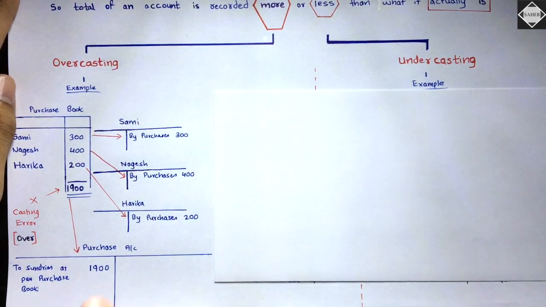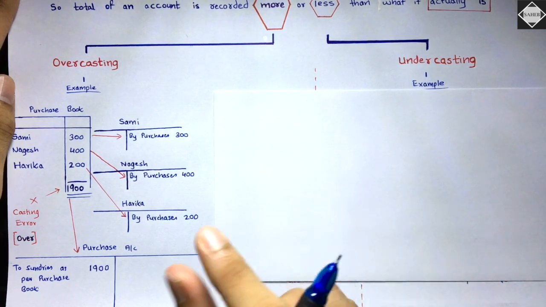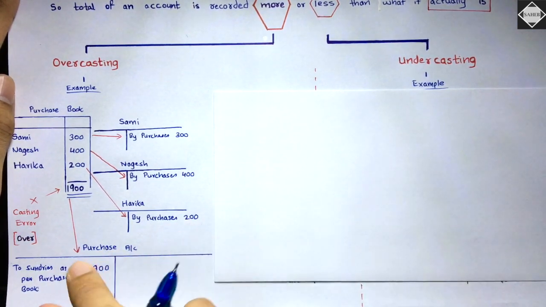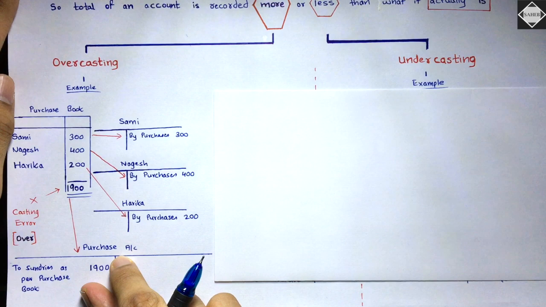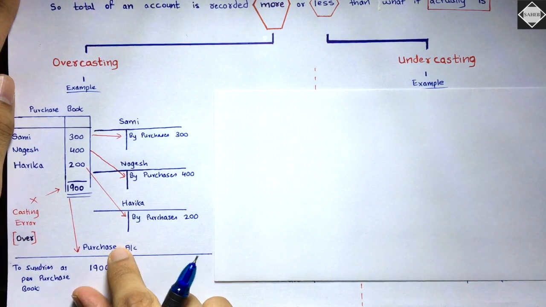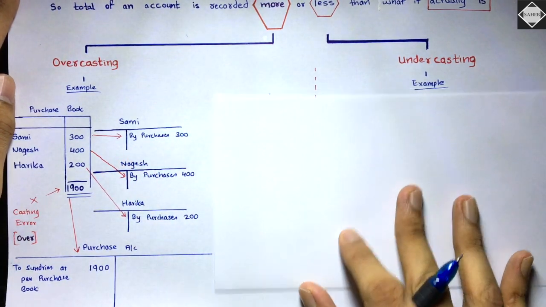So that is called overcasting. Is that clear? You understood the mistake properly? The mistake has happened only in the specific account. Now let's see what will happen in the trial balance.